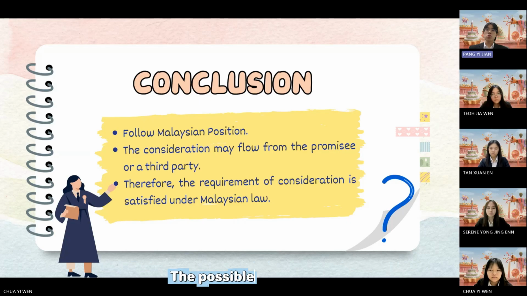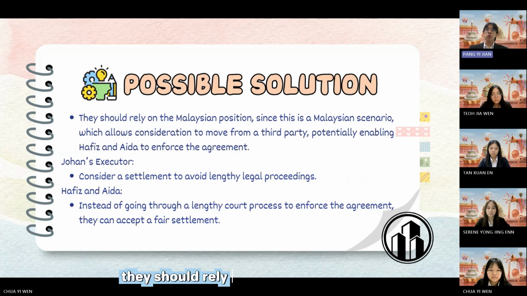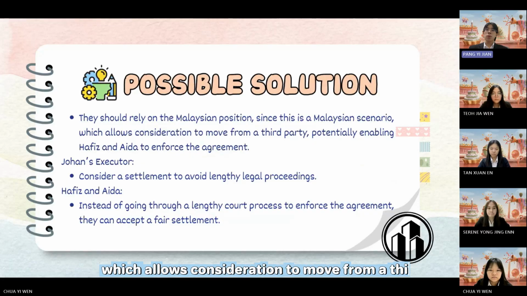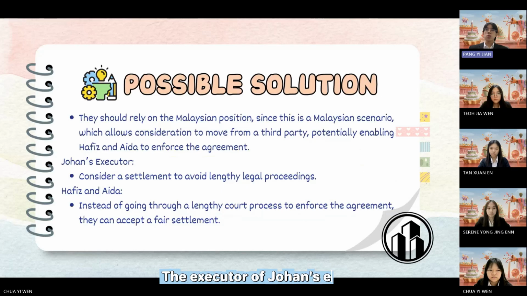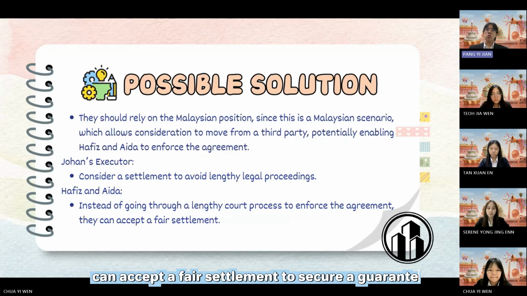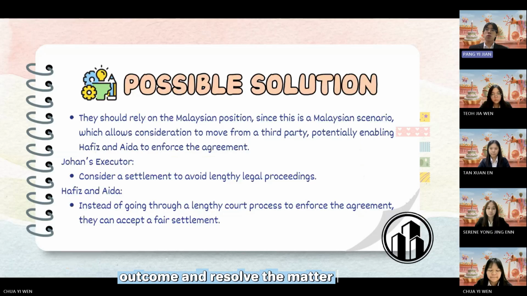The possible solution is that they should rely on the Malaysian position, as this is a Malaysian scenario, which allows consideration to move from a third party and may enable Hafiz and Ida to enforce the agreement. The executor of Johan's estate may consider offering a settlement to avoid lengthy legal proceedings, while Hafiz and Ida, instead of pursuing court action, can accept a fair settlement to secure a guaranteed outcome and resolve the matter efficiently.